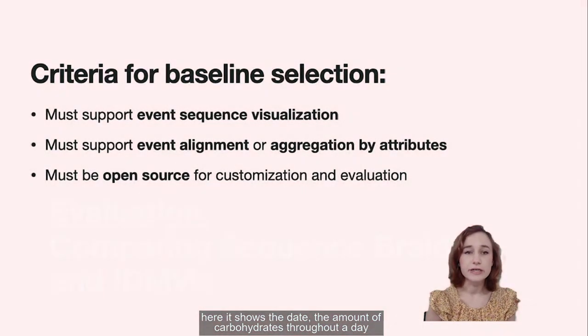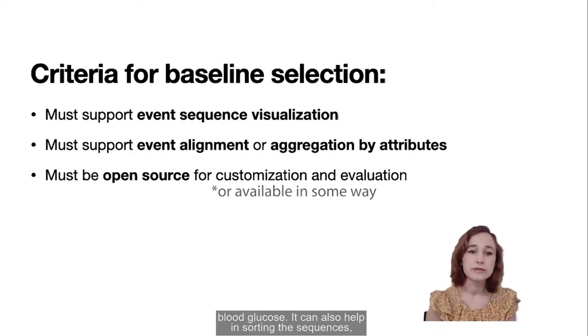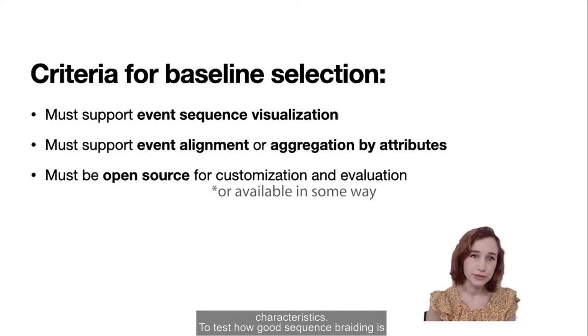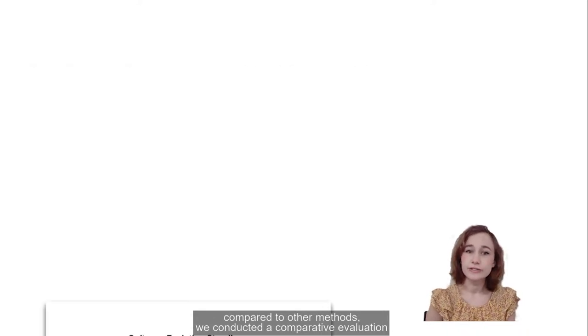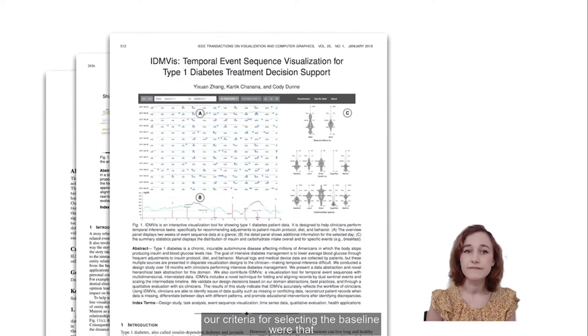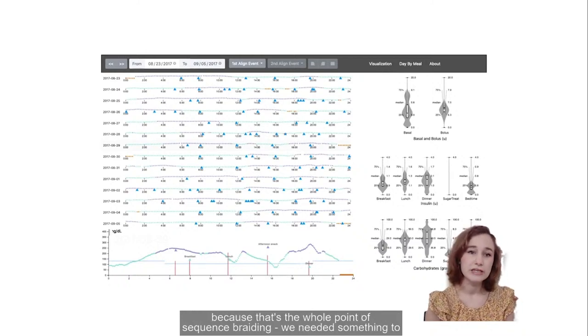Our criteria for selecting the baseline were that it needed to support event sequence visualization, because that's the whole point of sequence braiding. It should support at least some kind of aggregation by attribute, and finally, it should be open source. As candidates for the baseline, we considered Storylines and StoryFlow, but ultimately decided to use IDMVis as a baseline. Indeed, IDMVis has a similar purpose, supporting type 1 diabetes treatment through visualization.